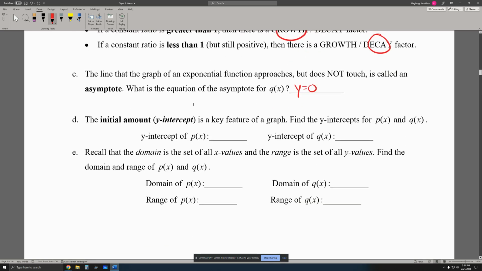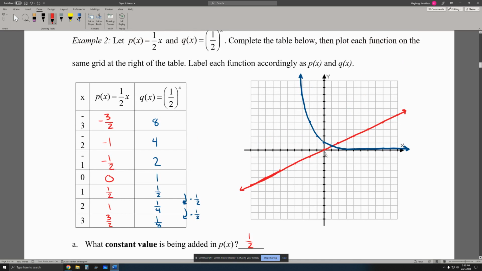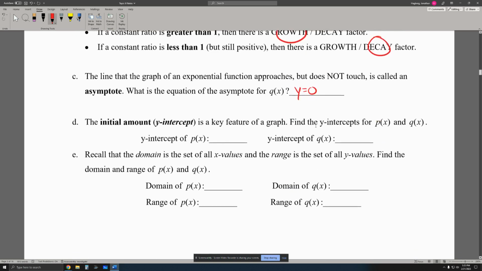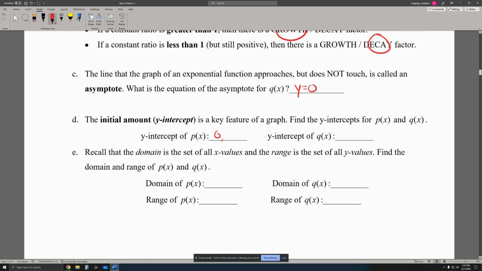The initial amount, or the y-intercept, is also a key feature of the graph. So let's look at p of x and q of x, and let's see what the y-intercepts are. So here, the y-intercept of the linear function p of x is equal to 0. In q of x, the y-intercept is 1. So as ordered pairs, for p of x, we have (0, 0), and for q of x, (0, 1).